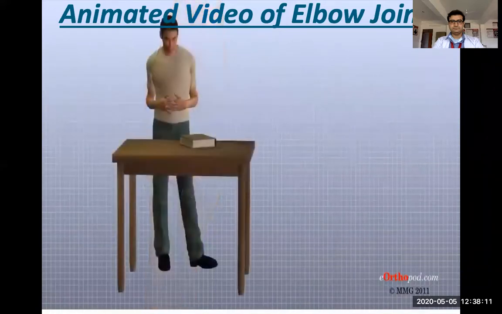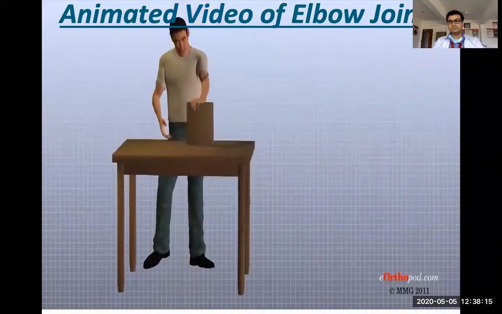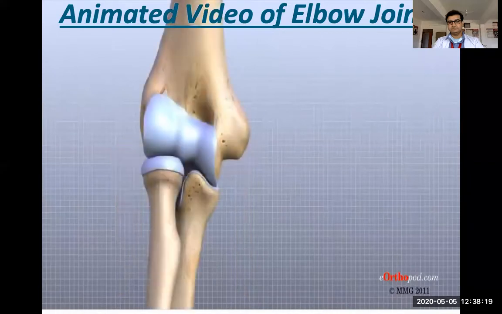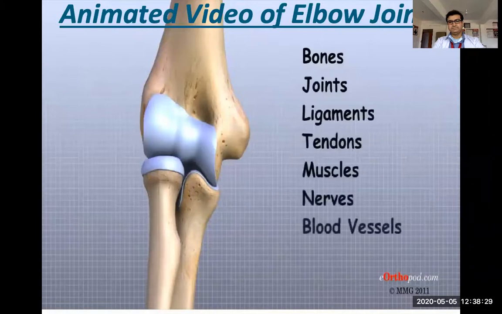Part of what makes us human is the way we are able to use our hands. Effective use of our hand requires a stable, painless elbow joint. The important structures of the elbow can be divided into several categories. These include bones, joints, ligaments, tendons, muscles, nerves, and blood vessels.